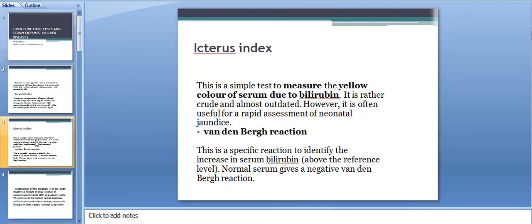It is often useful for rapid assessment of neonatal, that means newborn babies, jaundice. That is the icterus index.